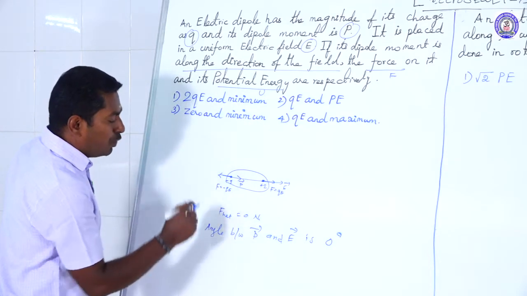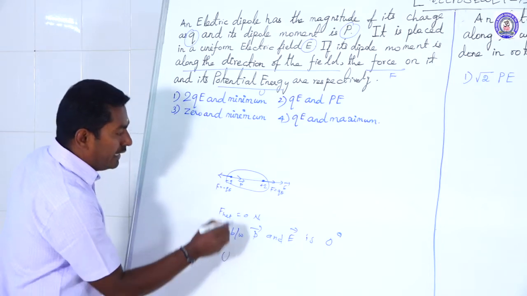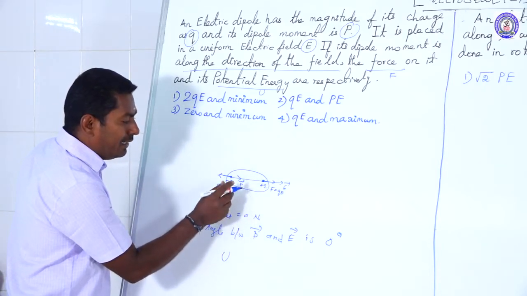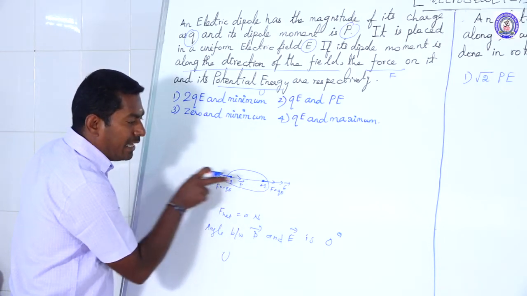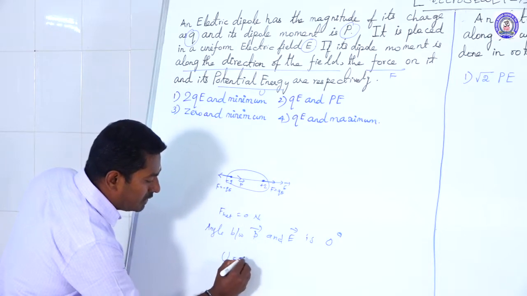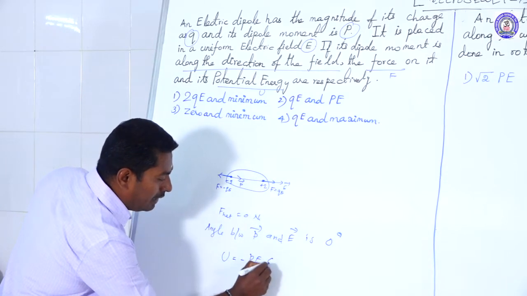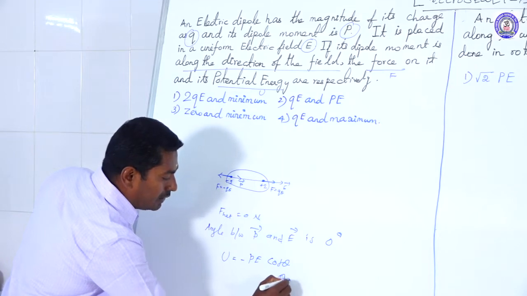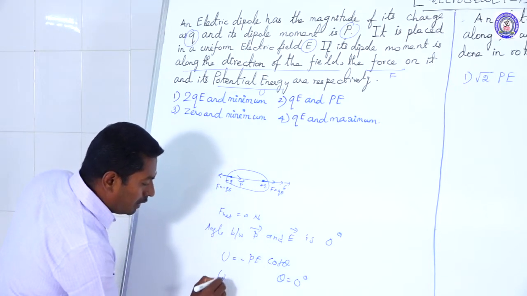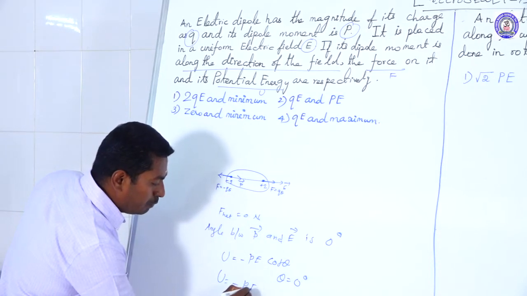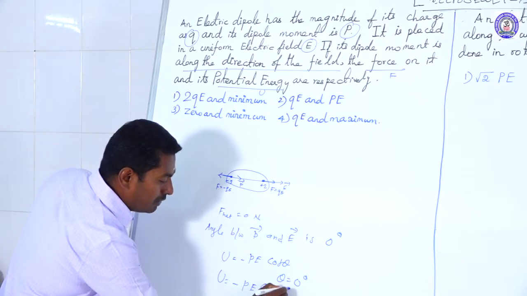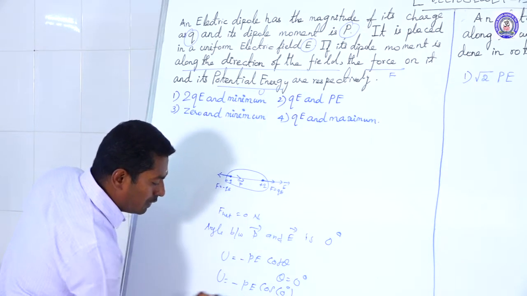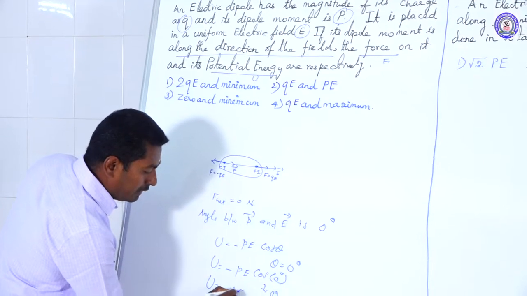Then at this position, the electric potential energy of the electric dipole lying along the direction of the electric field is U equals minus pE cos theta. Here theta is equal to 0 degree. U equals minus pE cos 0 degree. Cos 0 value is 1, so U equals minus pE.